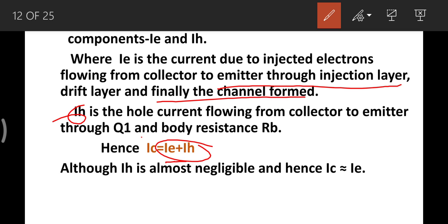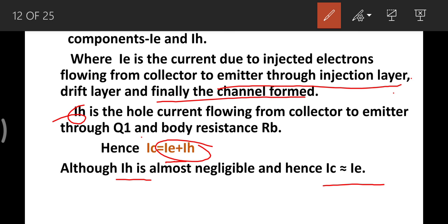So the total current can be expressed as IE plus IH. Generally this IH is negligible, so IC is approximately equal to IE. That means the collector current is equal to the current due to the injected electrons flowing from collector to emitter. So this is the current flowing through the IGBT.